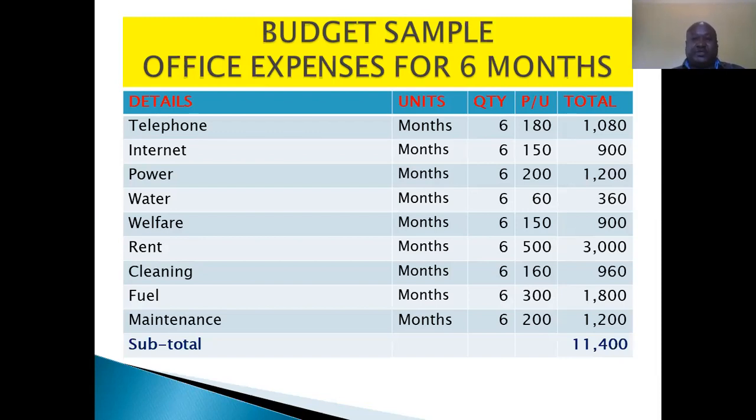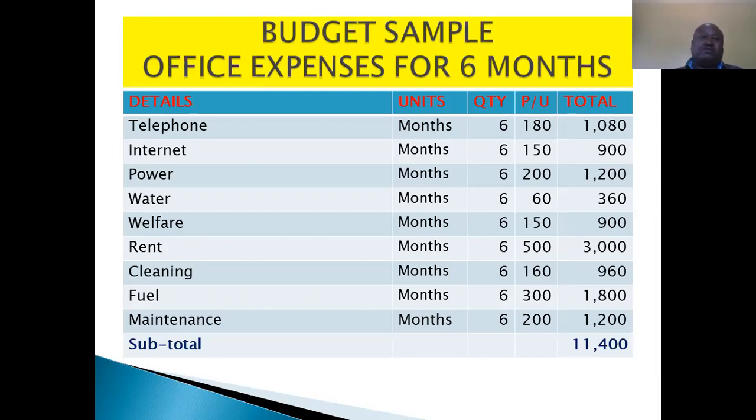You make a tabulation, get 5 columns, and the rows will depend on particular details of your budget. So in the office expenses, we have telephone, internet, power, water, welfare, rent, cleaning, fuel maintenance, and so on and so forth. We have taken those few examples. And then at the end, you see the subtotal.